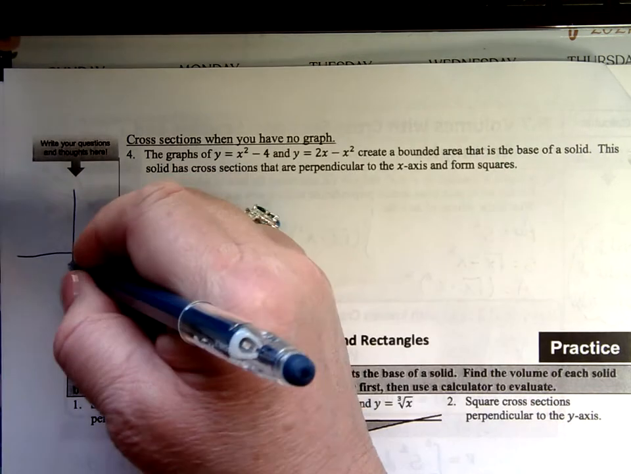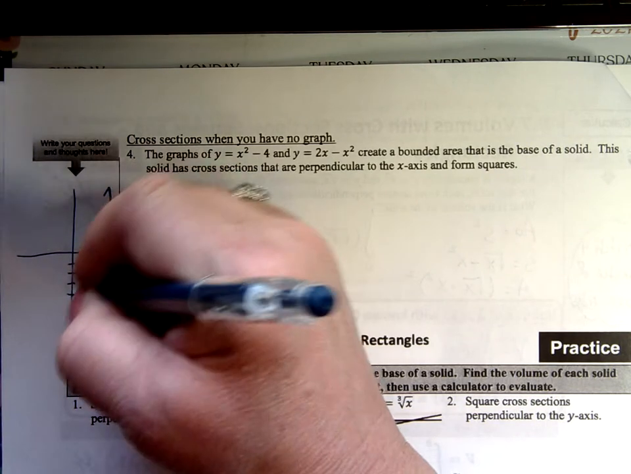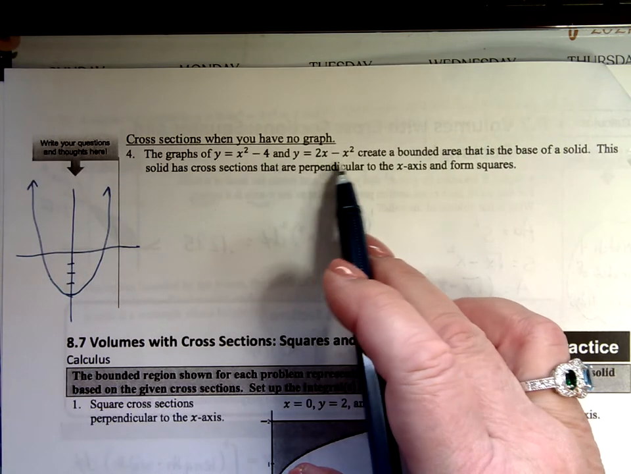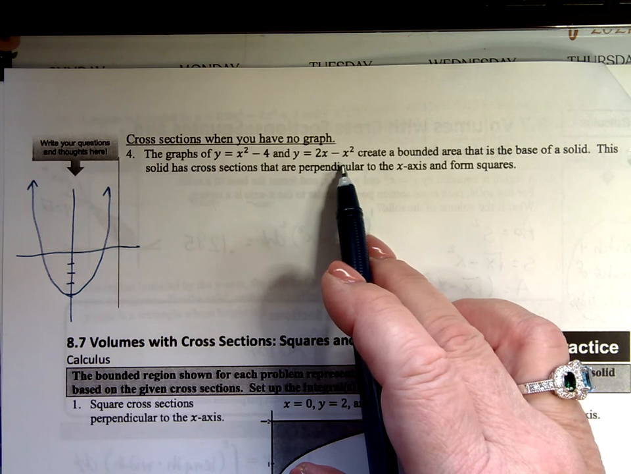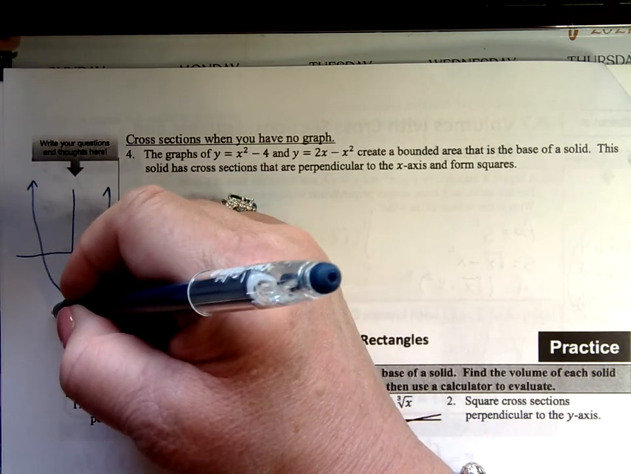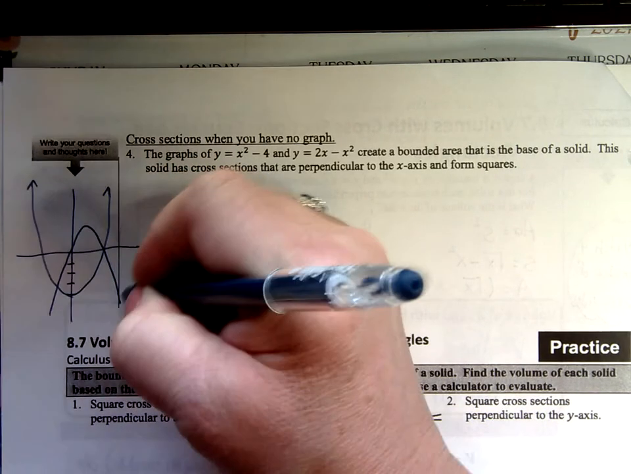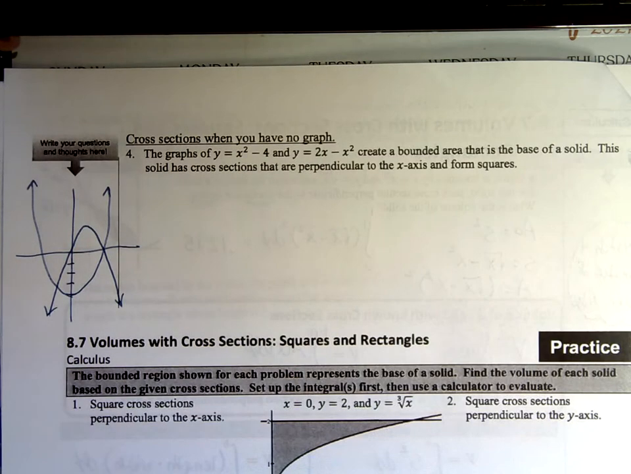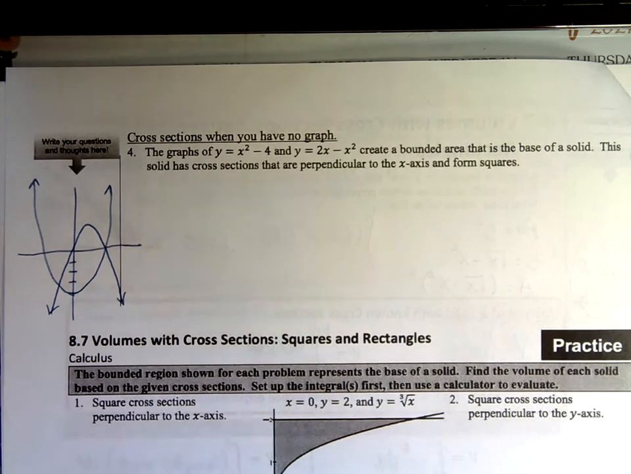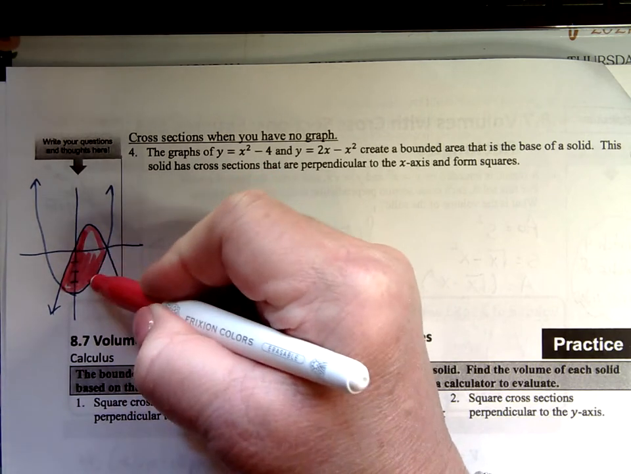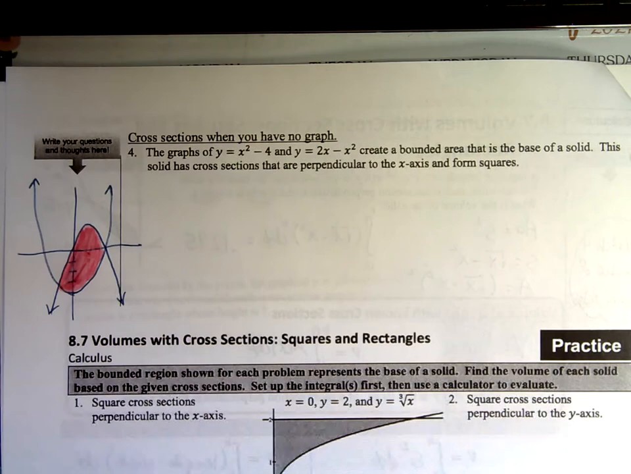You have a happy parabola that is moved down 4: 1, 2, 3, 4. Happy parabola, x squared minus 4. And then you have another parabola that's unhappy, and it kind of looks like this. You can graph it and put it in your calculator and see. It actually goes through the origin up and then crosses over like this. They create a bounded region that's the base of a solid. So what I'm looking for is this part in here. All right, got it bounded, got it pictured.